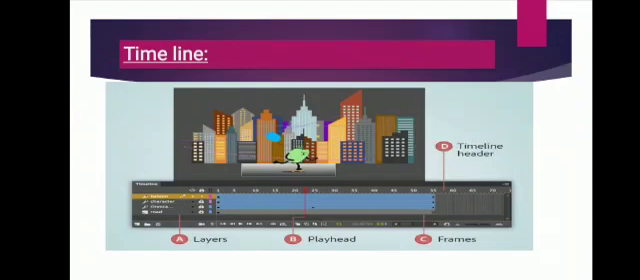Next is keyframe. Keyframes are special types of frames where we define some change to an object property for an animation, like its position, color, shape, etc. And a keyframe is represented by a solid black dot. These dots are present here on the timeline.